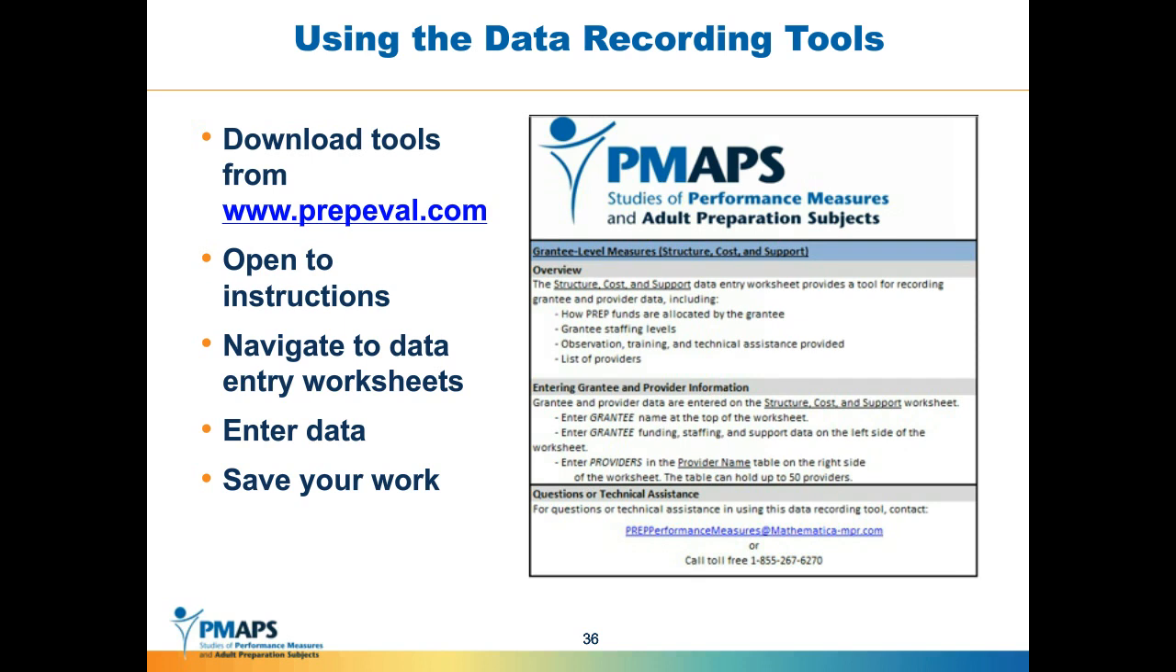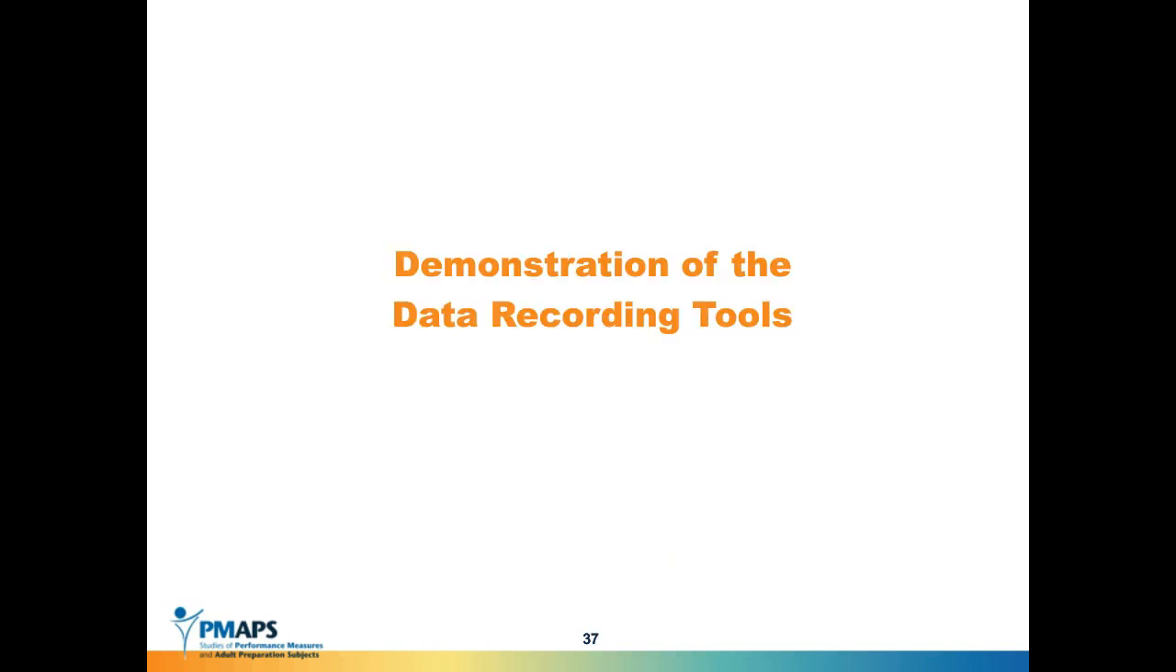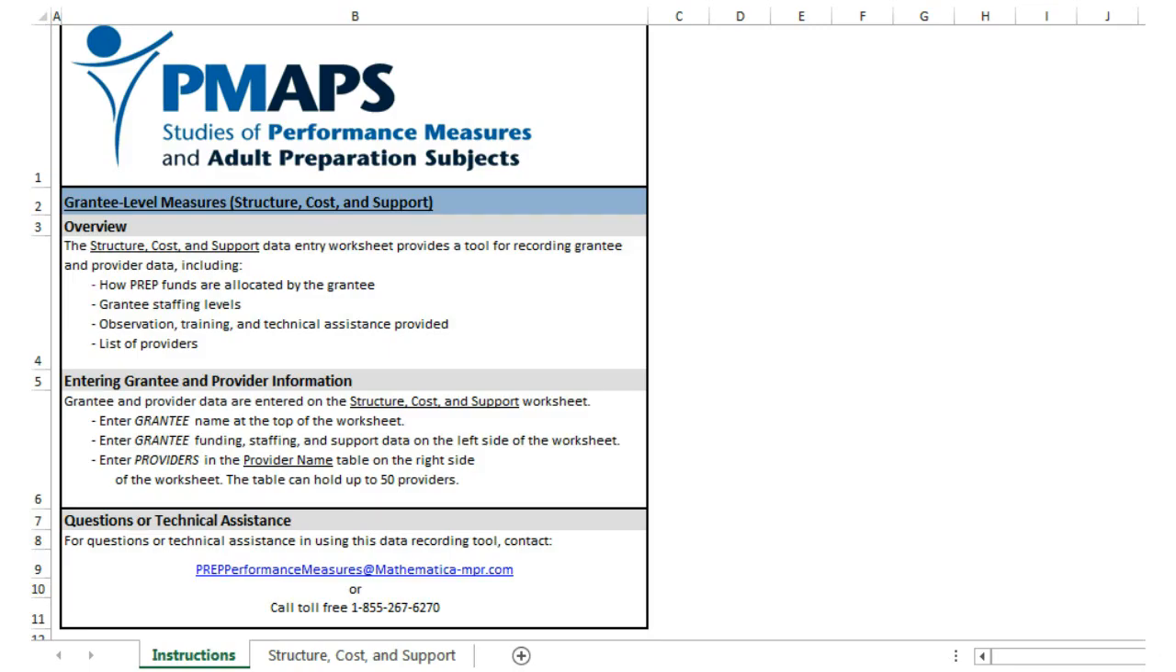All right, I'll now turn to actually demonstrating the data recording tools. I'm going to start with the grantee level tool, and then we'll demonstrate the provider and program level tool. All right, the grantee level tool should be loading. So you can see on the screen the first tab of the Excel workbook for the grantee level measures of structure, cost, and support.